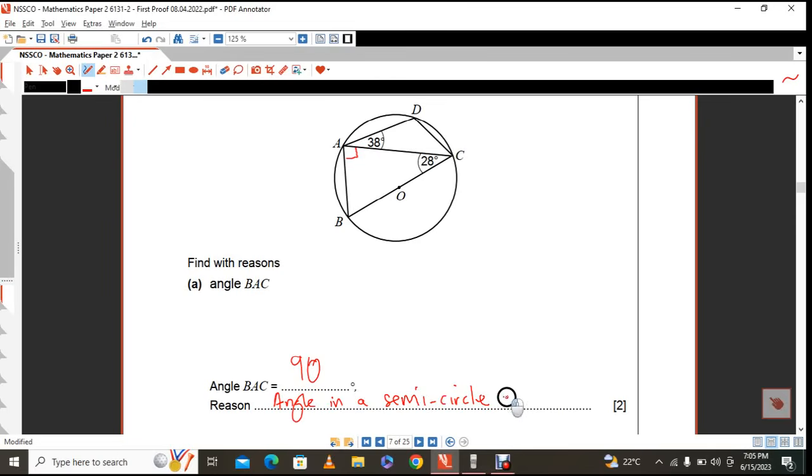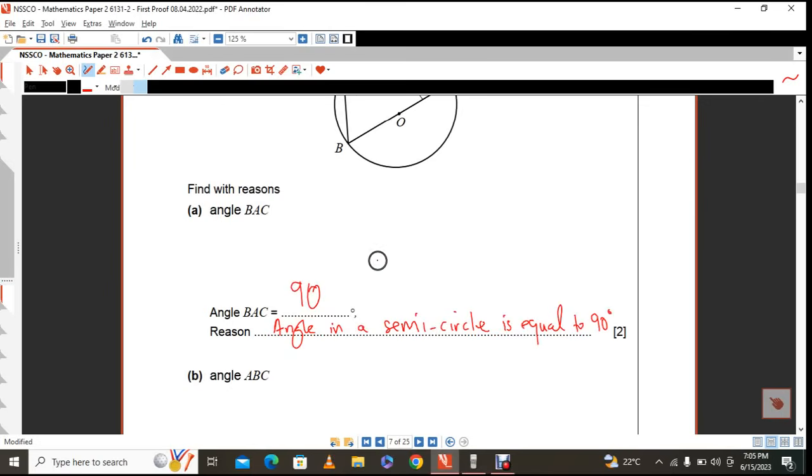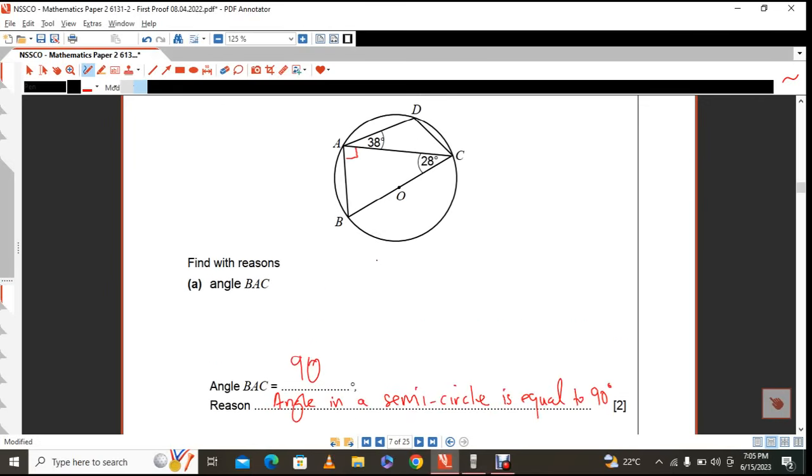Well, is equal to 90 degrees, whatever reason that you give, as long as it makes sense. Find angle ABC. Of course, we can calculate this angle very easily. In triangle ABC, the angles give you 180, and we already have a 90 over there, so we need to find this angle by simply saying 90 degrees minus 28 degrees, or someone else can say, to find that angle, I'll say 180 minus 90 minus 28. All of these will give you the same solution, okay?